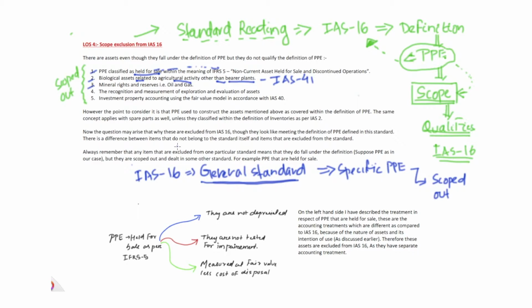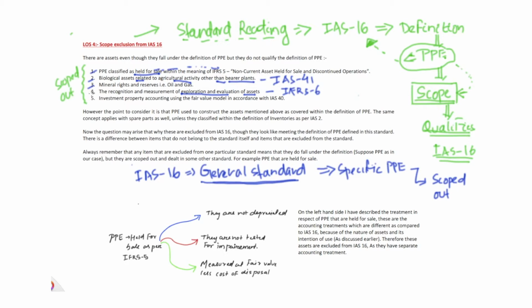The third part is mineral rights and reserves. Mineral rights and reserves are not governed by IAS 16. The recognition and measurement of exploration and evaluation of minerals and reserves are governed by IFRS 6, which means any asset related to exploration and evaluation of mines, minerals and reserves is governed by IFRS 6 rather than IAS 16.